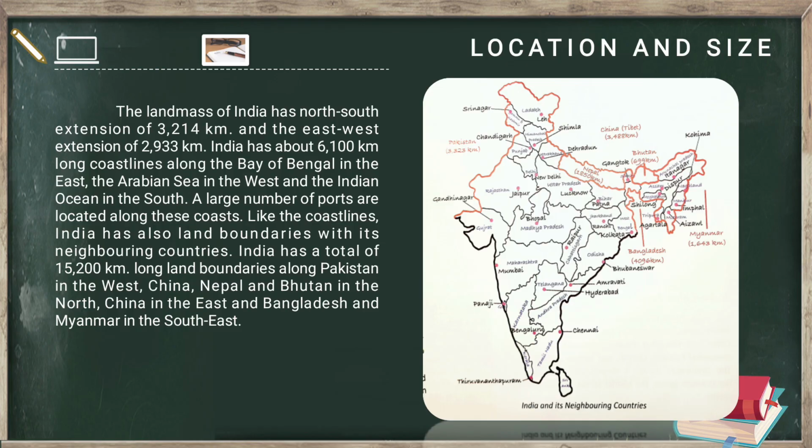Like the coastlines, India also has land boundaries with its neighboring countries. So here we were talking about the boundary with the ocean. Now we will talk about the boundary with the land. So this land boundary, it is how much kilometer? India has a total of 15,200 kilometer.